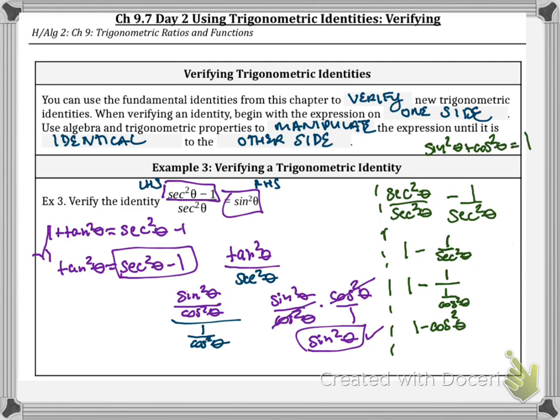So in order to make this look like that, we can subtract cosine squared of theta from both sides. And so now sine squared of theta equals 1 minus cosine squared of theta. So here we go, sine squared of theta, and it's the exact same as the right-hand side. So again, there's different ways that you could solve for it.